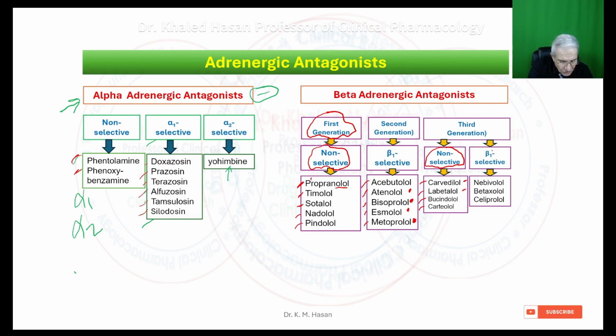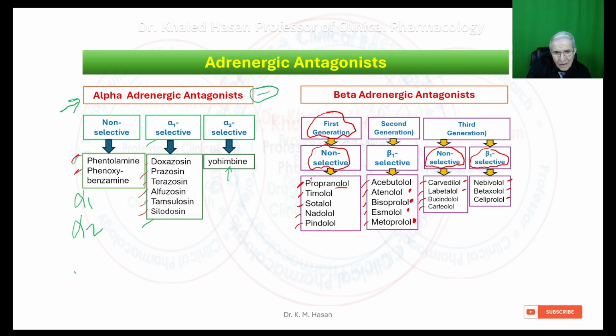What about third generation beta 1 selective? We have nebivolol, betaxolol, and celiprolol. Nebivolol is the most important one in practice. So we need to remember this group of medication.